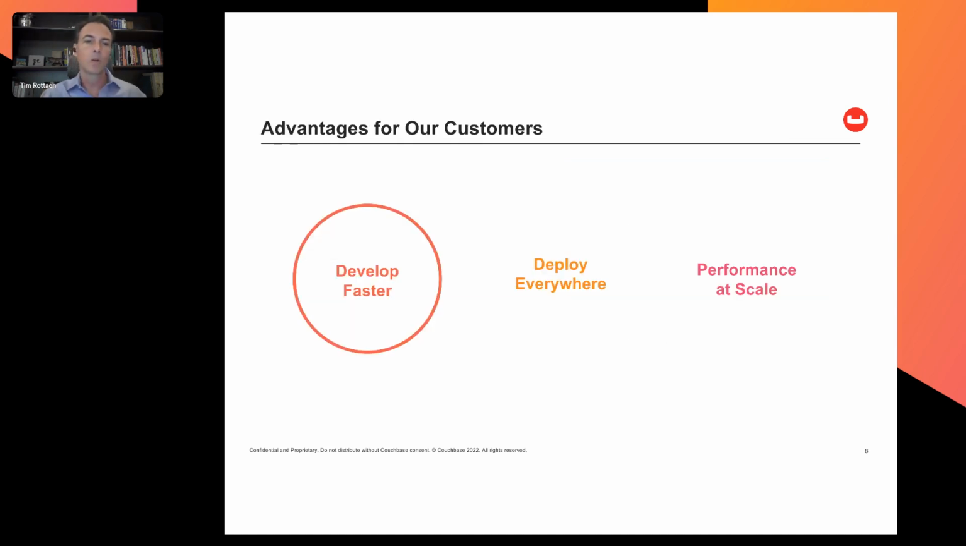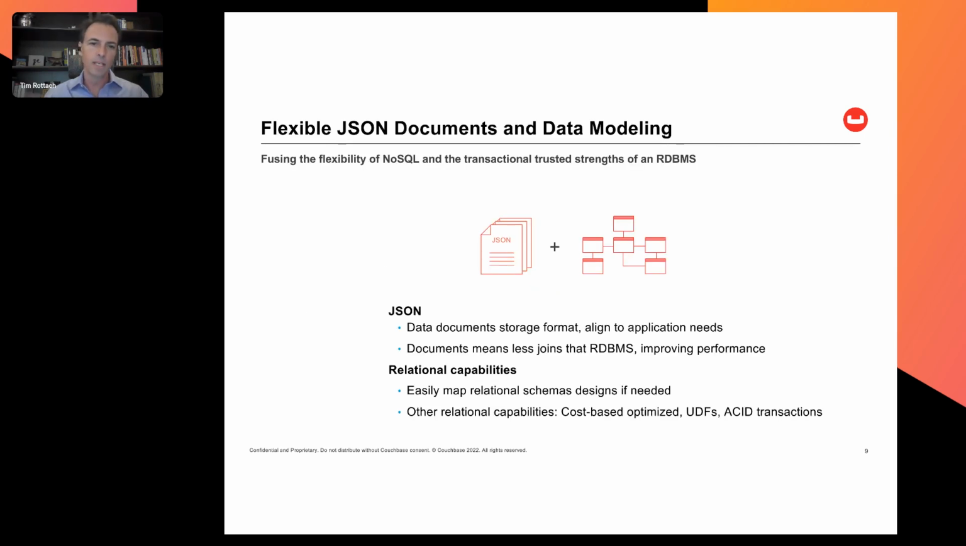Okay, so what are the advantages to our customers in building modern applications with SQL and JSON together? It's around developing faster and deploying everywhere and performing at scale. And so let me get into developing faster. And this is really where we get into the document data model. So Couchbase as a data platform stores data in a JSON document format.